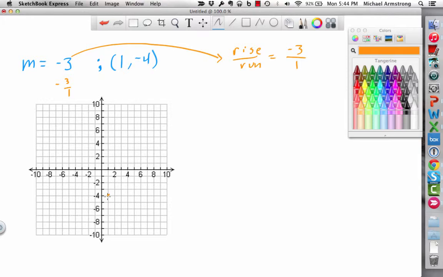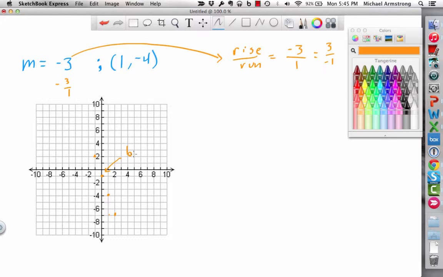And our rise is negative, so we go 1, 2, 3 down, and our run is positive. And now that I know that it's down 1, I could actually go up, because this is the same as 3 over -1, right? These are equal. I hope you know that. If you don't, trust me. Now our rise is +3 and our run is -1, so I can go 1, 2, 3, and I can go back 1 this way. 1, 2, 3. Oh, and I've already found it, but I'm going to keep going. 1, 2, 3, back 1. Okay, the cool thing is right there is our y-intercept.